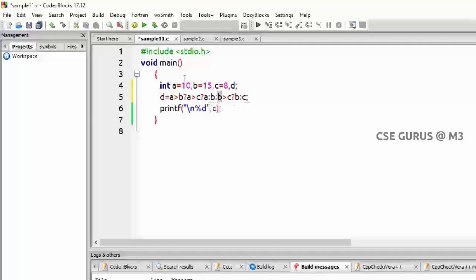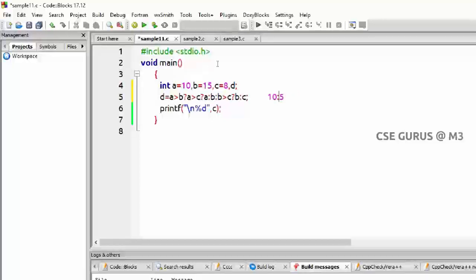That means this part has to be executed first. So what is B greater than C? 15 is greater than 8. Is it true? Yes. So B, meaning 15, will be taken. So this entire part will be 15. This part is over. And now this has to be done. A greater than C, is it true? 10 greater than 8, yes, true. So the A value, 10, will be taken. So 10 colon 15.